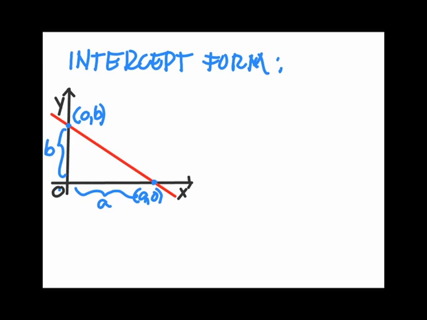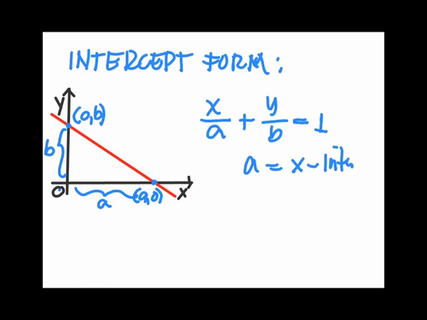Then, the intercept form of the line is now given by this equation, x over a plus y over b is equal to 1, where a is the x-intercept and b is the y-intercept.